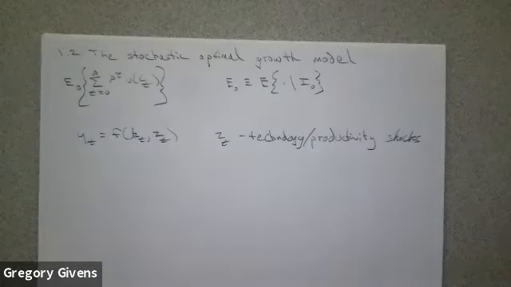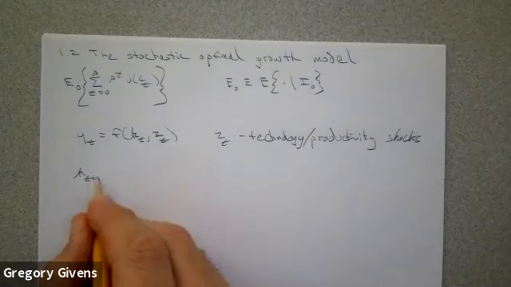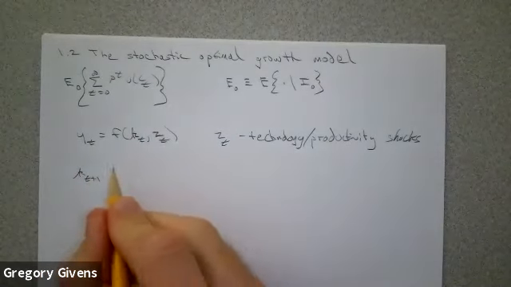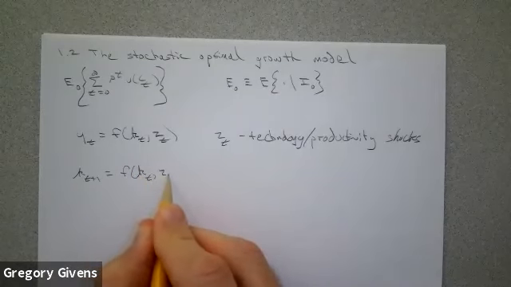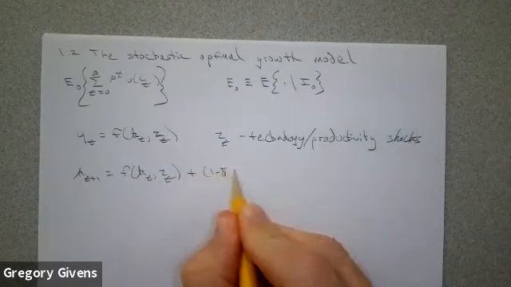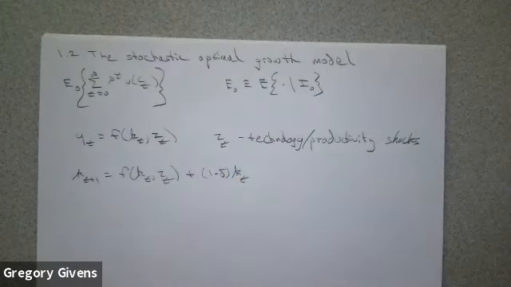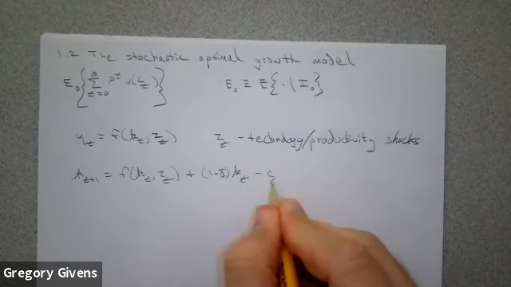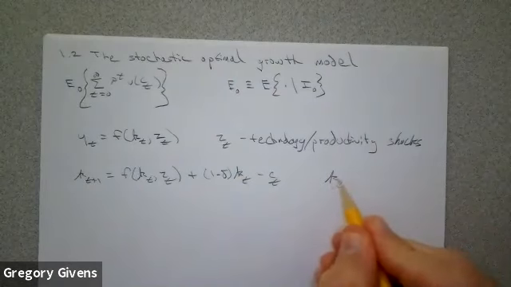What does the resource constraint look like? Well, the capital stock at date t plus 1 is simply going to equal how much is produced today plus whatever capital stock is left over after depreciation from the previous period, minus how much we decide to consume, where of course k_t is greater than or equal to 0.